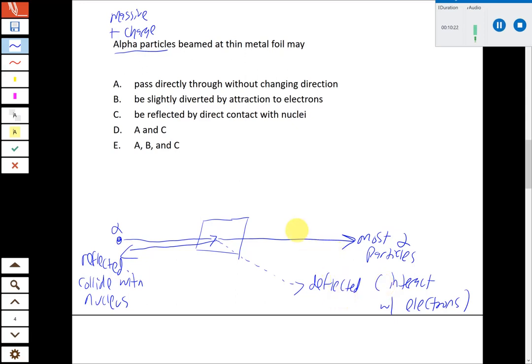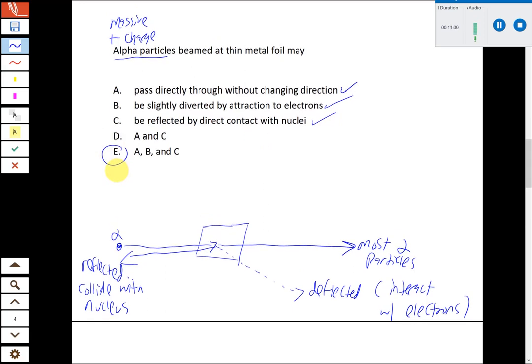But if you look at the answer choices here, then A is that it passes through without changing direction. That one can certainly happen. That'd be the ones that don't collide with any atoms, that just go straight through the empty space. B, be slightly diverted by attraction to the electrons. So in a small percentage of cases, they will be able to interact with the electrons, and they will be slightly diverted. So that one's also true. That's one I probably didn't explain very well in class. And then C, be reflected by direct contact with the nucleus. That's what happens in a small percentage of the particles as well. So all three of those are possible outcomes, and those are the correct explanations for them. So choice E would be the one that we want to pick, in this case, all of the above.